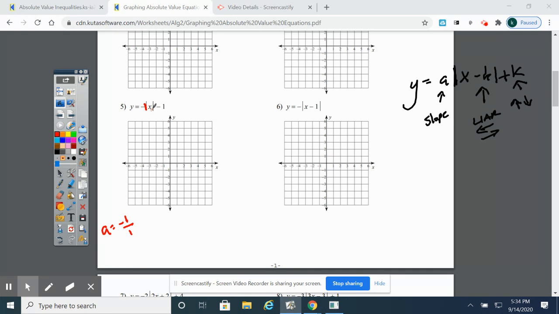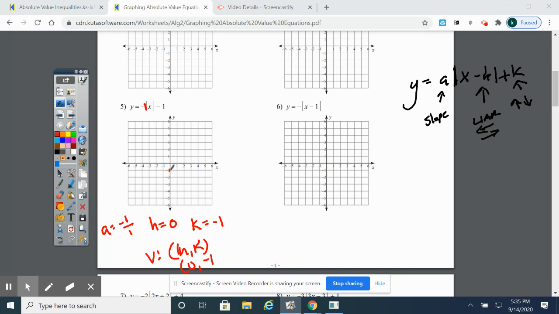And then the h should be inside here, but I don't see any numbers inside here. That means that our h value is actually 0 when we don't see it. And then the k value is negative 1. That is the last value on the outside. Now remember, the vertex, I'll put V for vertex, is h comma k, which in this case is 0 comma negative 1. So I'm going to start with that.